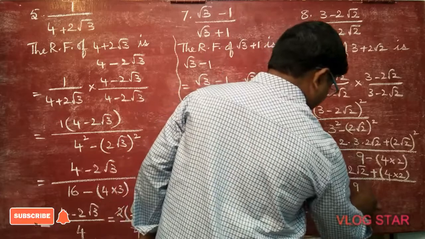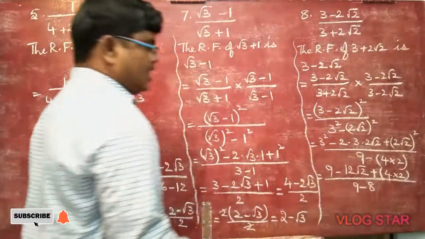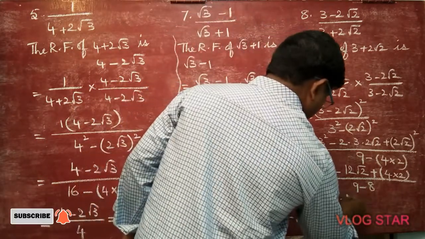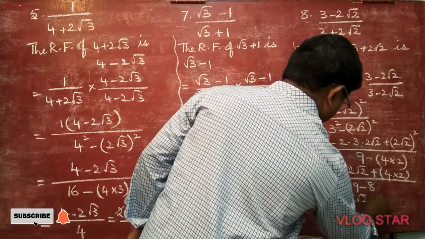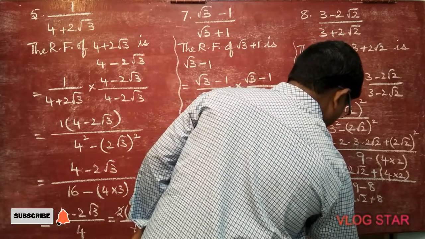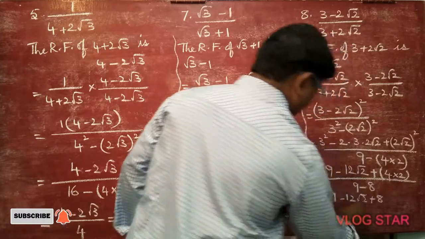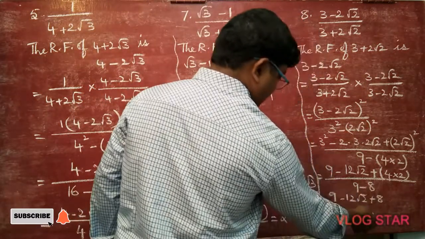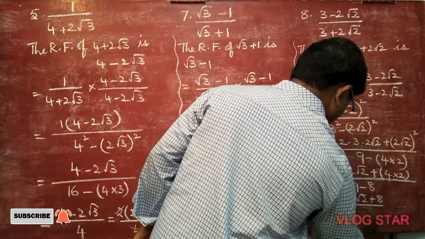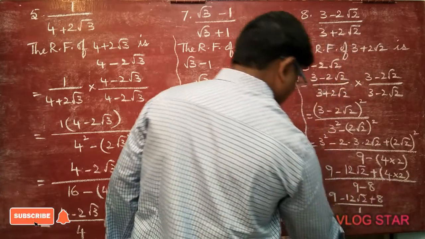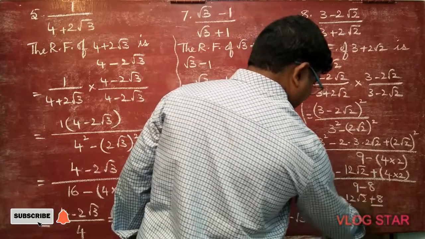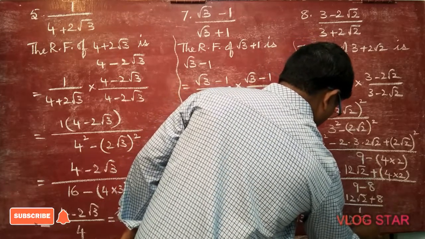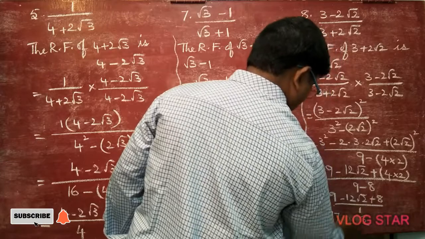Coming to the denominator, 9 minus 8. How 8? 4 2s are 8. That is equal to 9 minus 12 root 2 plus 8 by 8 minus 1. How much? 1. If you write 1 or no need, no problem. Now 9 minus 8 is 1. If you write or not writing also, no problem. That is equal to 9 plus 8, 17 minus 12 root 2. If you write this one or not writing also, no problem.